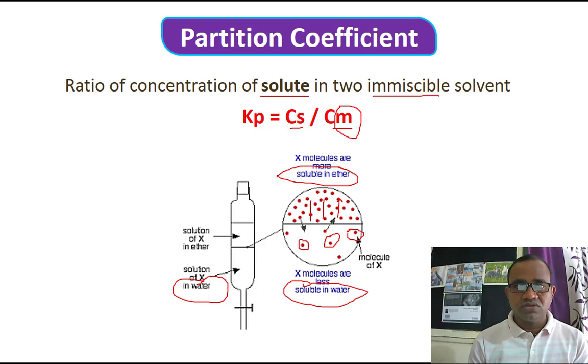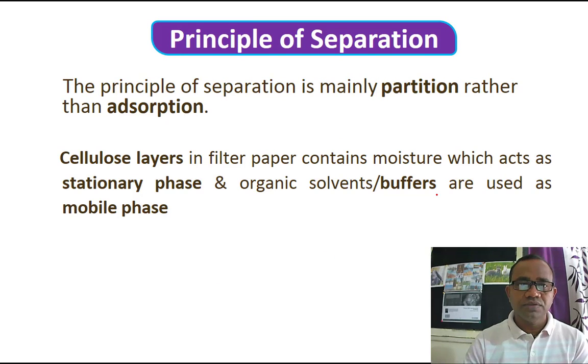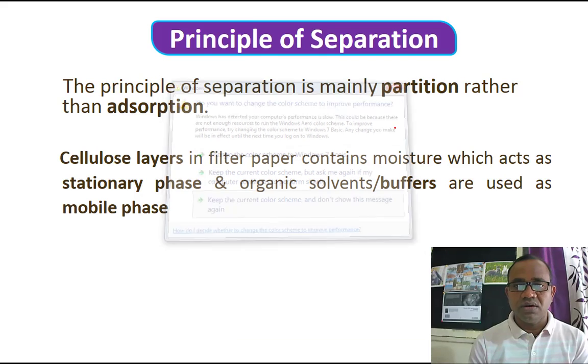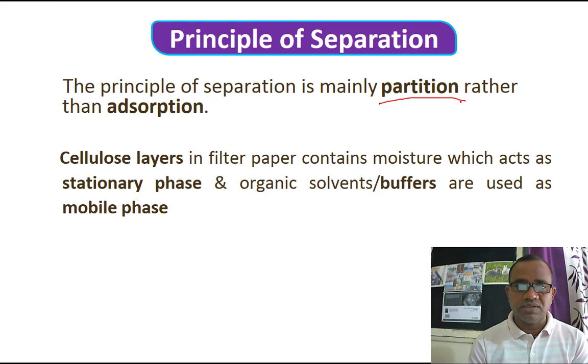So the solute molecule that is more soluble in a particular solvent will tend to go with that particular mobile phase. So partition is the way by which the solute molecule partitions itself between these two solvent systems. So solubility is actually the main factor. In case of its principle, as I told you, it is mostly partition rather than adsorption. Partition and adsorption are the two things.